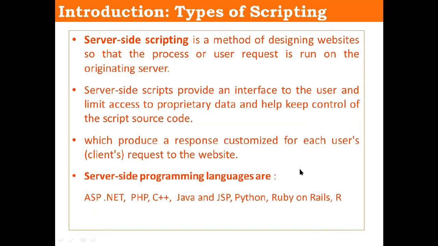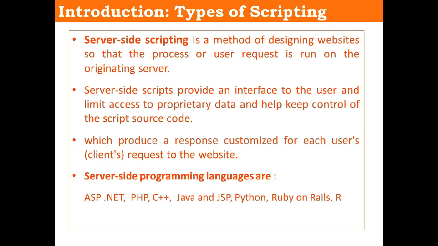Server scripts provide an interface to the user and to the data. That means we can access the database. We have seen the two-tier architecture and also the three-tier architecture. In three-tier architecture, the third tier is the database, the server will be in the second tier, and the first tier is the client. So the client will access the database using the server as an interface.